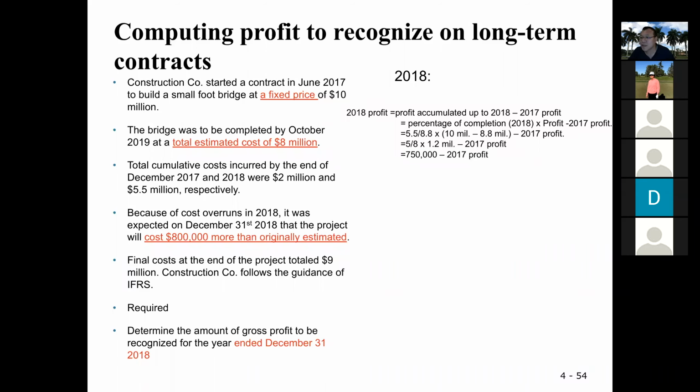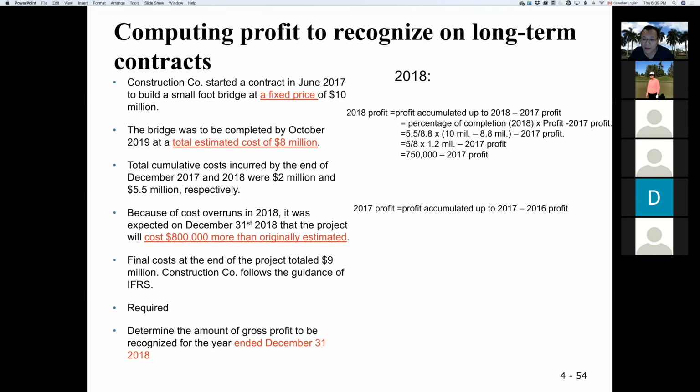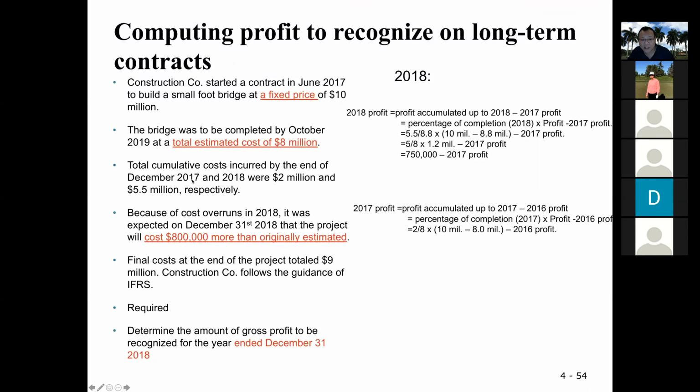Okay, now let's talk about 2017. 2017, similar idea. Can you tell me what are the two numbers? Philip, are you trying to speak? I can't hear you. Your sound is cut off. Would it be 2 over 8? Yeah, 2 over 8, I think that's right. So the cumulative cost incurred by the end of 2017 is 2 million. And at that time, we think the total expected cost is 8 million. So 2 over 8 times 10 million was the price minus 8 million is the cost.